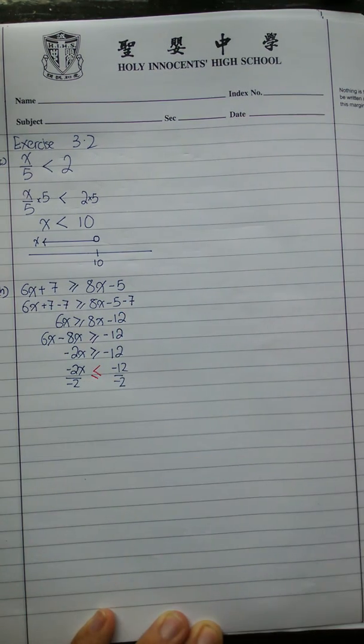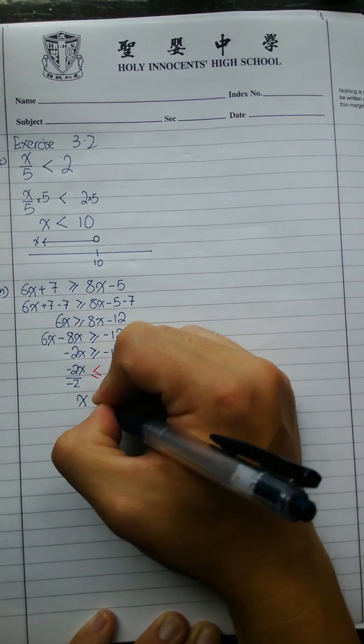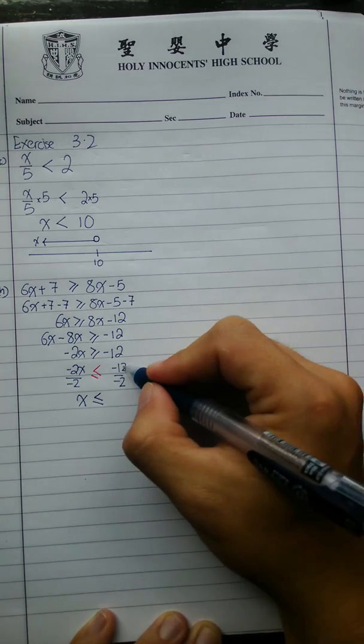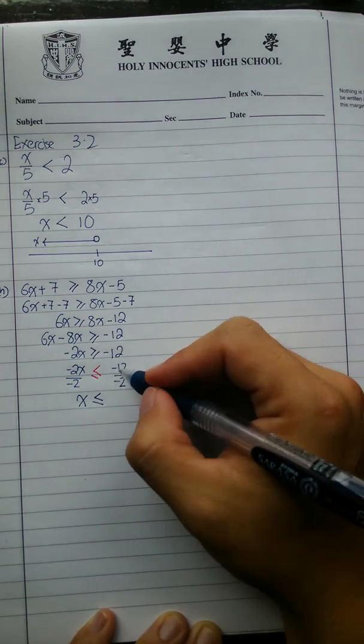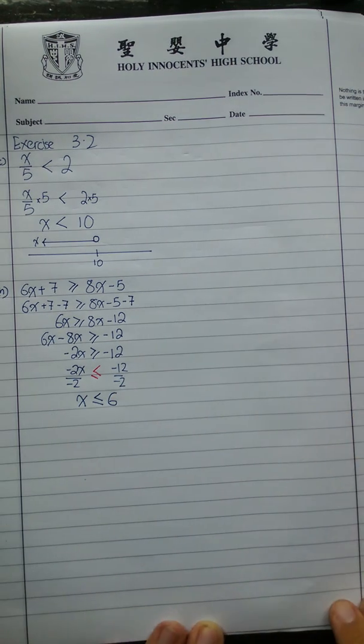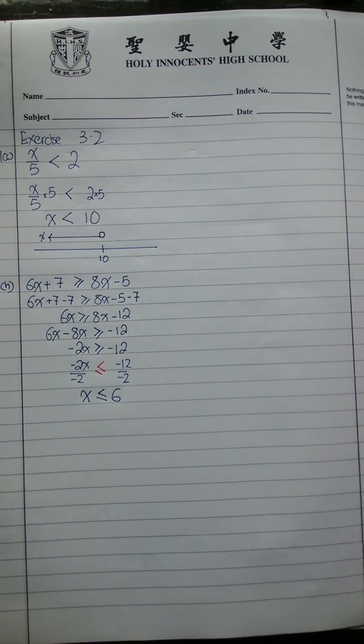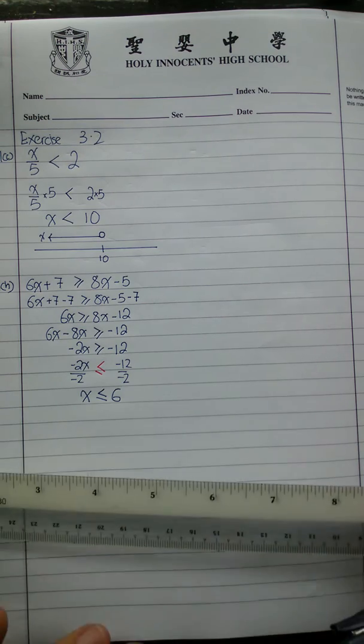Negative 2 divided by negative 2 leaves me with x is lesser than or equals to negative 12 divided by negative 2. Negative and negative gives me positive 6. So now I get x is greater than, oh no, sorry, x is lesser than or equals to 6.